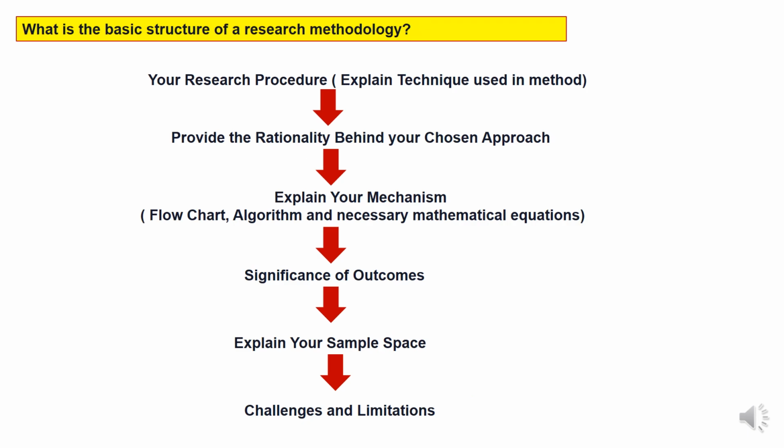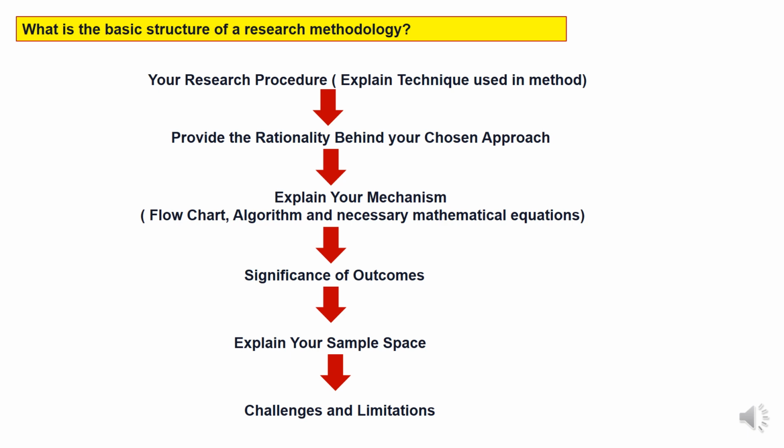So how to write the research methodology? After writing the introduction, you have to write the research methodology or the problem formulation for solving your problem. First you have to write your research procedures, explain the techniques that you used in the method, and provide the rationale behind your chosen approach. So why exactly did you choose this particular method? There are so many methods, but why did you choose this particular technique to solve the problem? So explain the mechanism.